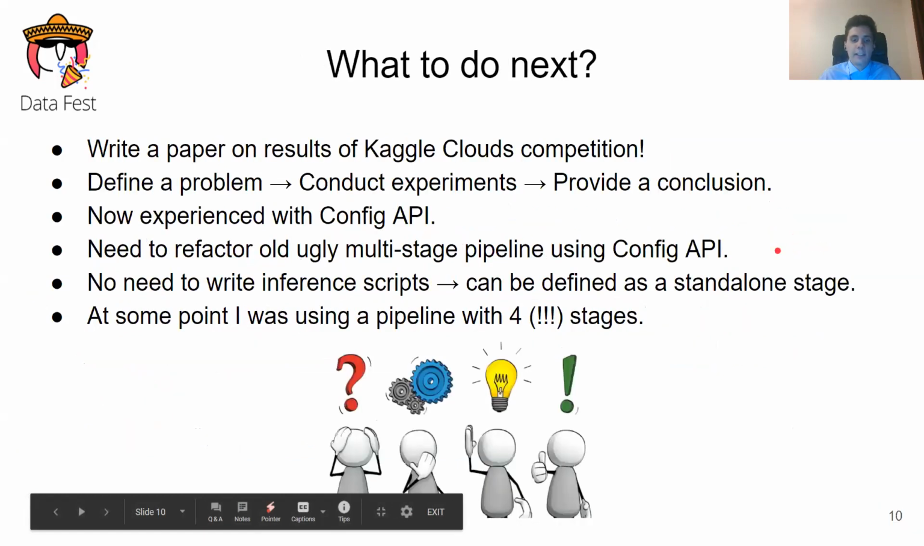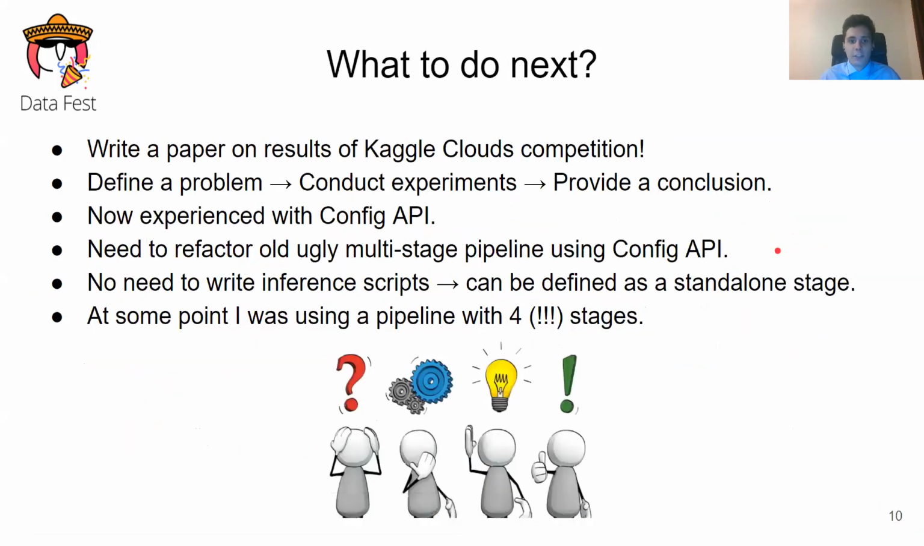So, okay, the next question. I have finished 2 Kaggle competitions, and what should I do next? Well, I decided to write an academic paper on the results of my first Kaggle competition, the semantic segmentation competition. And in order to write an academic paper, you first need to define a problem, then you need to conduct experiments, and finally, you need to provide a conclusion and answer to the defined problem.